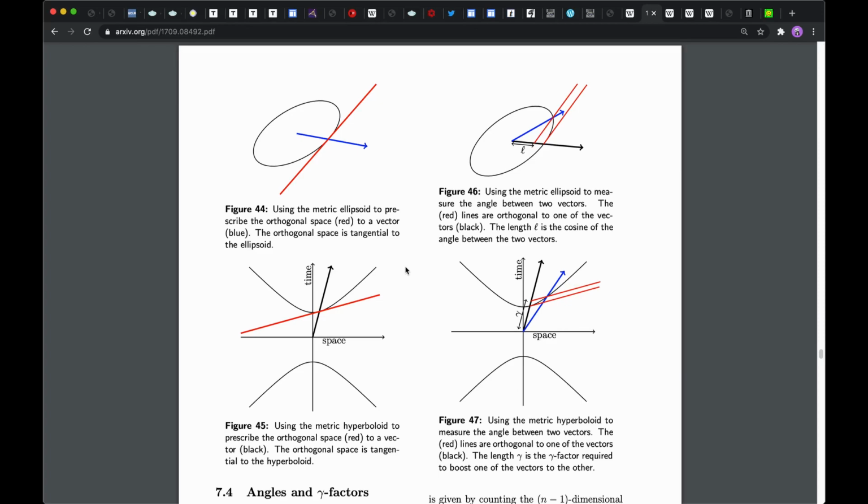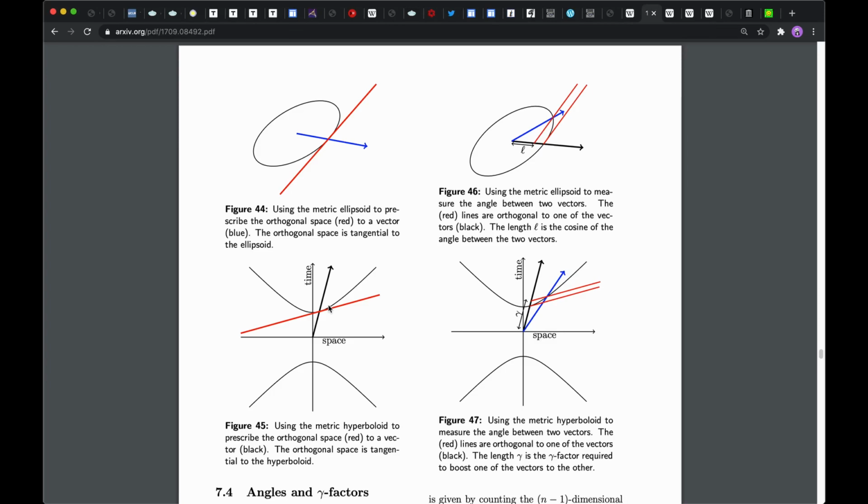Yeah. Can I ask one thing here? Mm-hmm. I'm a little bit confused because it says the orthogonal space. Is it really the red line? Is this the space, or is it the divider of the space? How should one think about it?